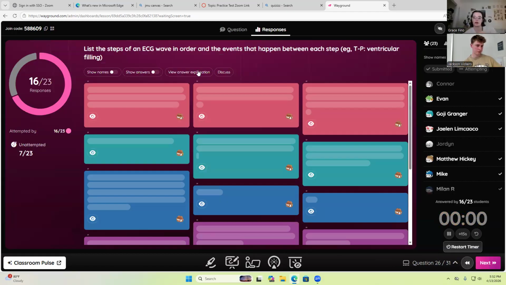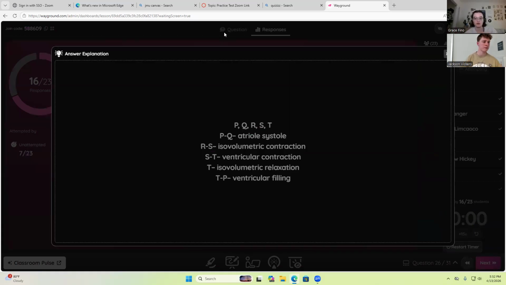Okay, so again, I don't know if it's going to grade that correctly, but the answer is in order. It goes P, Q, R, S, T, like the alphabet. And based off of what Dr. Parker put in your lecture slides, P to Q is atrial systole. R to S is isovolumetric contraction. S to T is ventricular contraction. T is isovolumetric relaxation, and T to P is ventricular filling.